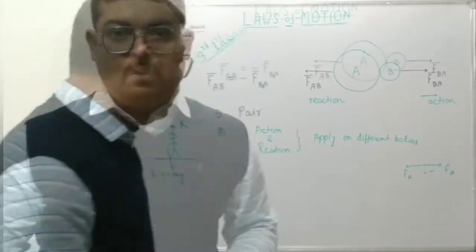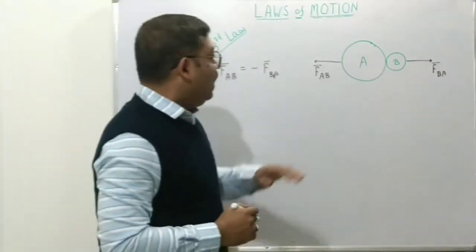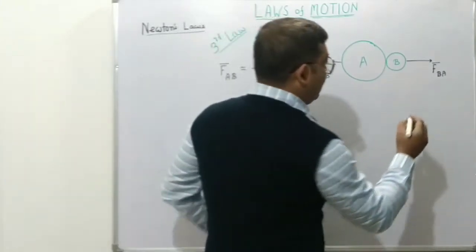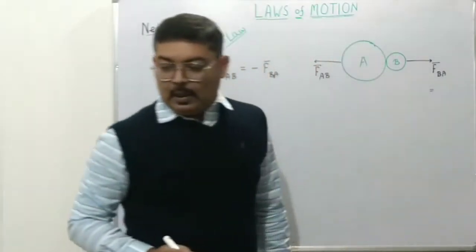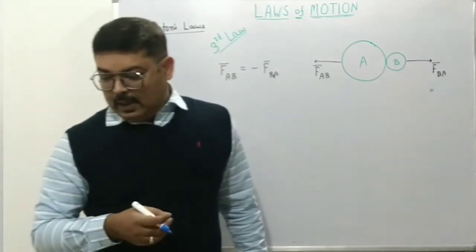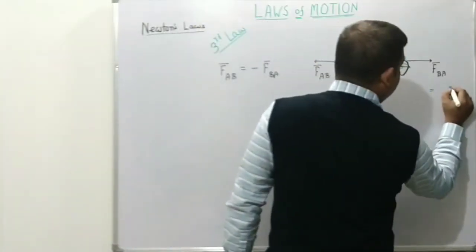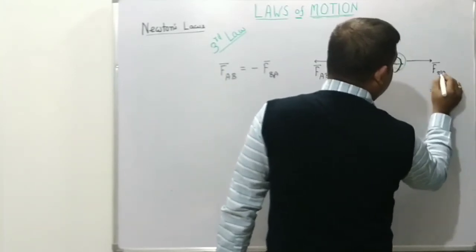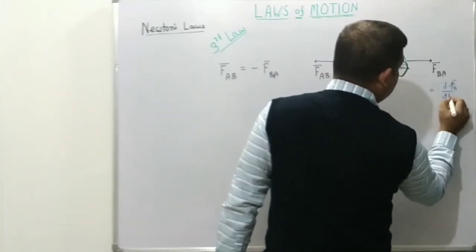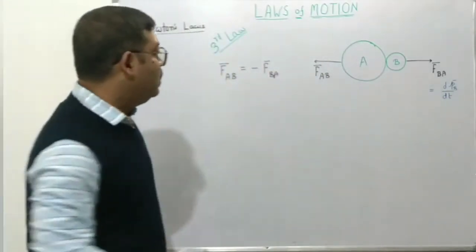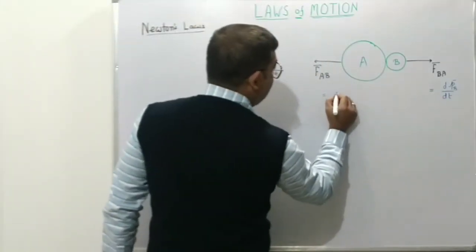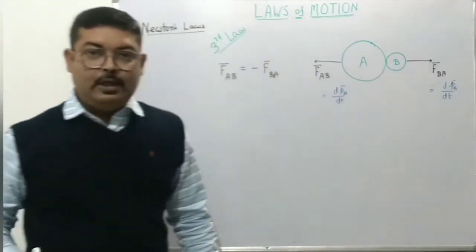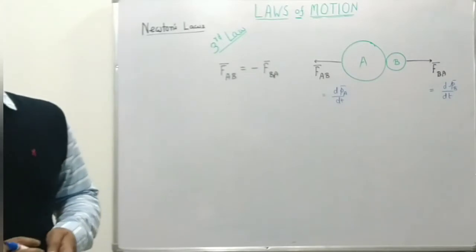Right? Okay, now if a force FBA, force on B due to A, is applied on B, then we know that it will produce a change of momentum in B, and if PB be the momentum of B, then FBA must be equal to dPB by dt. Newton's second law of motion. Similarly, FAB must be equal to dPA by dt. Rate of change of momentum is equal to the applied force.